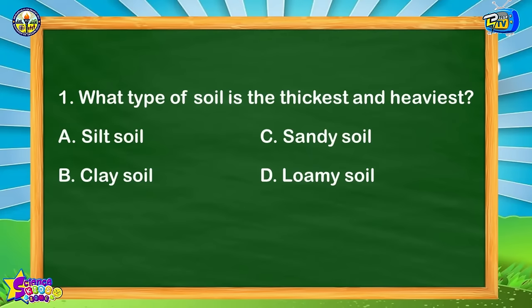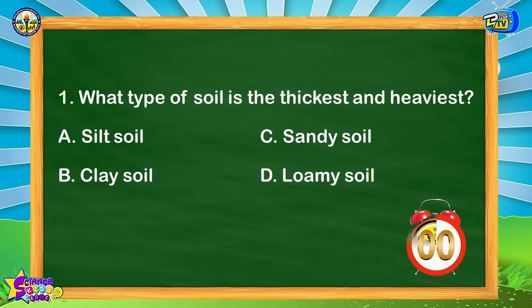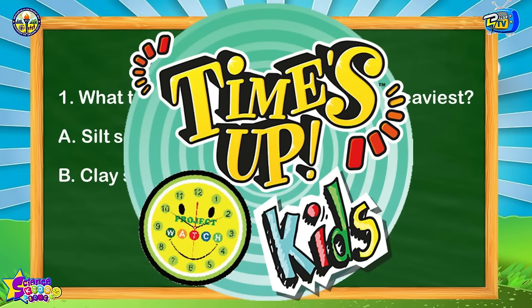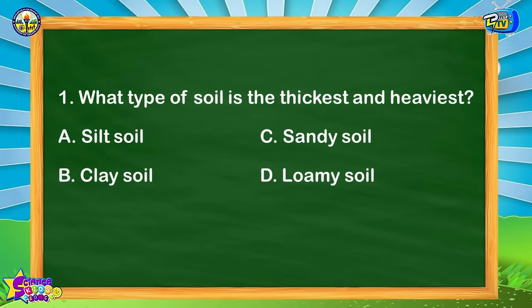Let's start. Number 1. What type of soil is the thickest and heaviest? A. Silt soil. B. Clay soil. C. Sandy soil. D. Loamy soil. Your timer starts now. Time is up! What is your answer? Yes, you are correct. It's letter B, clay soil.